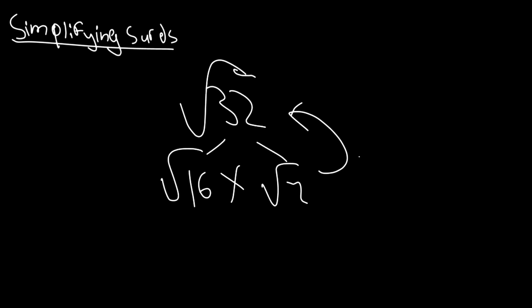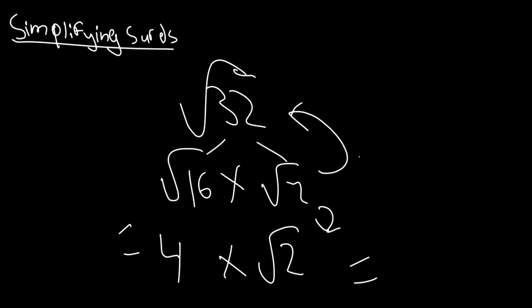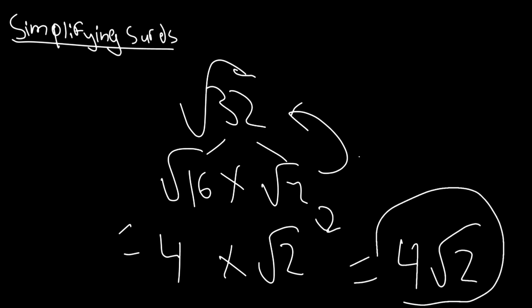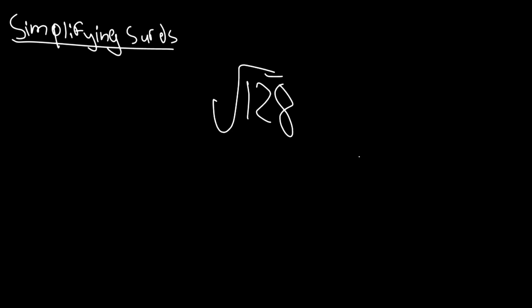Step 3. Turn the root of the square number into its whole number. So root 16 is equal to 4. Step 4. Chuck the multiplication and the other surd to the bottom. So 4 times root 2. And then all of that, just merge them together and you have 4 root 2. And that is the simplified way of root 32. I'll do one more example as this lesson specifically is pretty tricky.